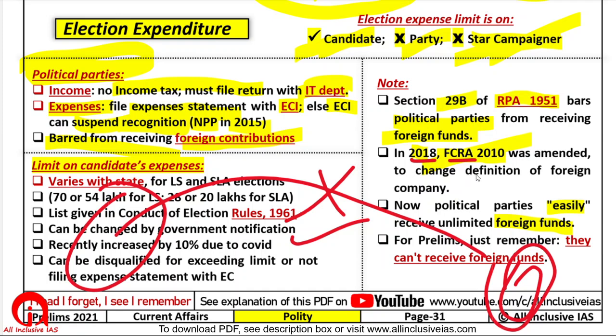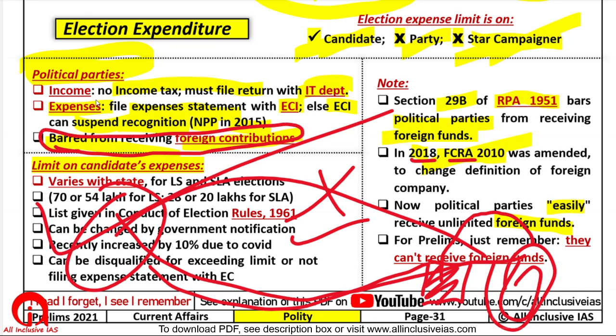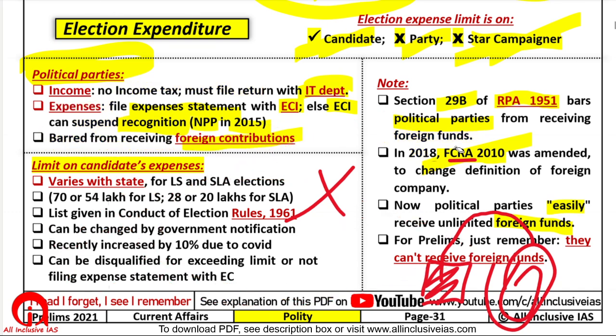The effect of such amendment is that foreign companies are giving lots of money to their subsidiary in India, and then this subsidiary is purchasing electoral bonds and giving them to the political parties. So foreign funding is very easily coming to political parties. That is a practical aspect. But for prelims, remember this: political parties cannot receive foreign funds. Fine.